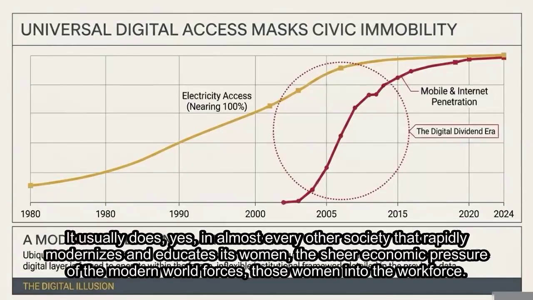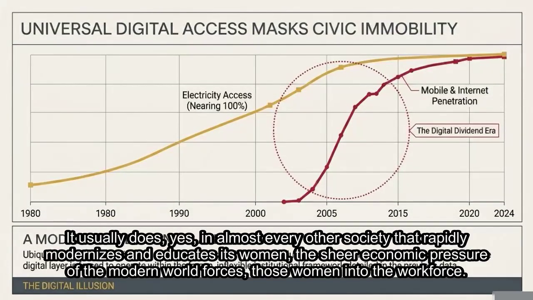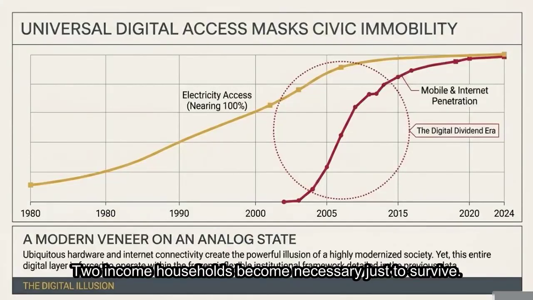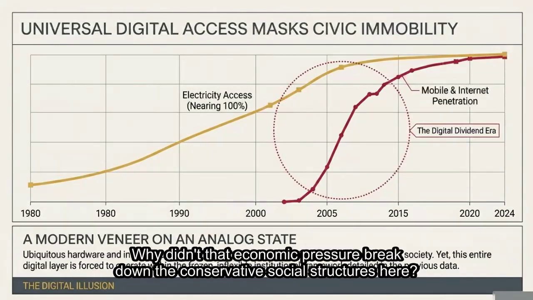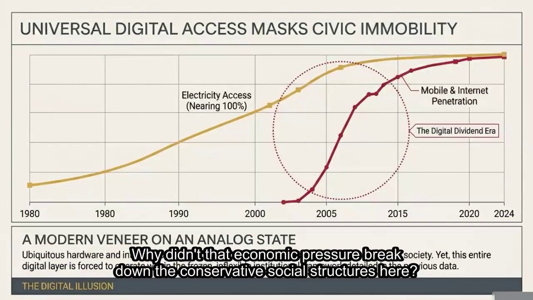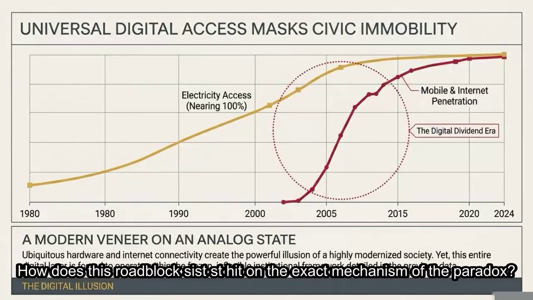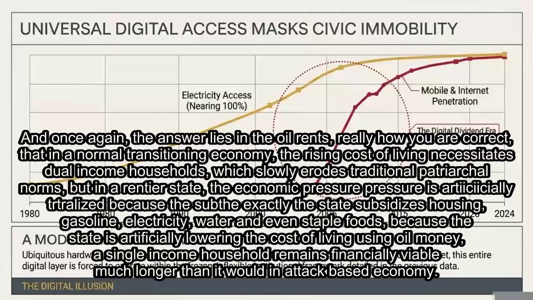I have to ask how this happens. I mean, I understand that Algeria has a traditional conservative culture, but usually economic reality forces culture to adapt. It usually does, yes. In almost every other society that rapidly modernizes and educates its women, the sheer economic pressure of the modern world forces those women into the workforce. Two-income households become necessary just to survive. Why didn't that economic pressure break down the conservative social structures here? How does this roadblock persist?